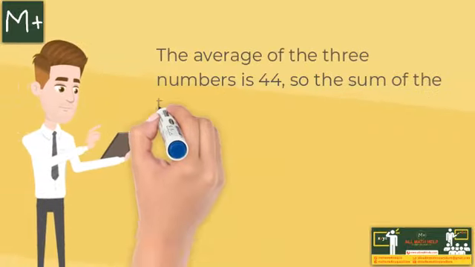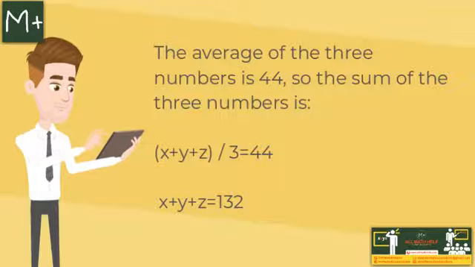The average of the three numbers is 44. What average means is the sum of all the numbers divided by the count of the numbers. Here the count of numbers is 3, x, y, and z, and the sum of the numbers is not given, but we know x, y, and z are the three numbers, so we will sum x plus y plus z divided by 3, that is the average, equals 44, because the average is given as 44. So the equation becomes x plus y plus z over 3 equals 44. Then we say x plus y plus z equals 44 times 3, which becomes 132.